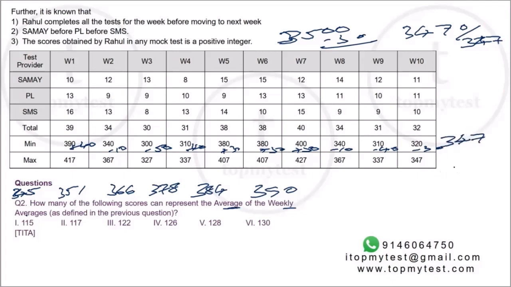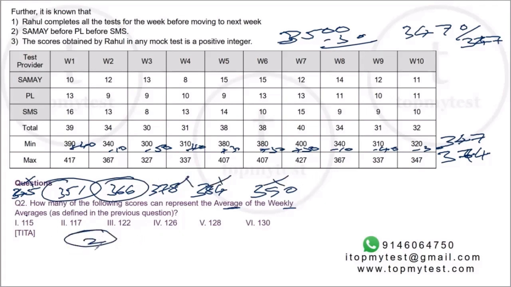On the higher side, it will be 347 plus 27, which is 374. So your final numbers should be between this range, 347 and 374, both inclusive. 345 is not in there. 351 is there. 366 is there. 378, 384 and 390 are not there. So 2 of the 6 scores can be the overall average of the averages.